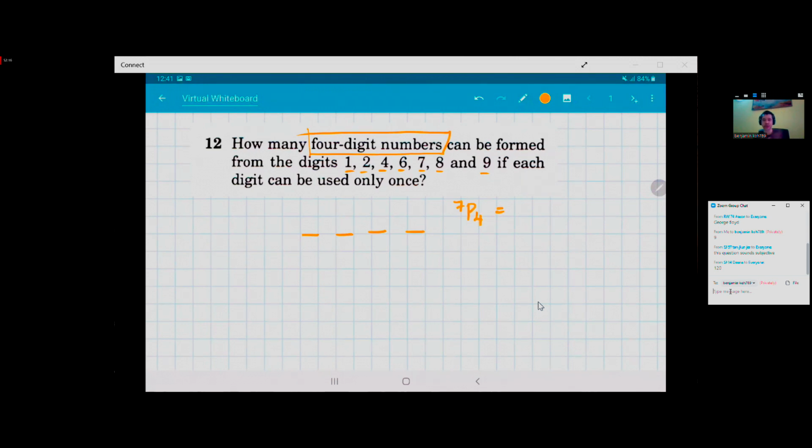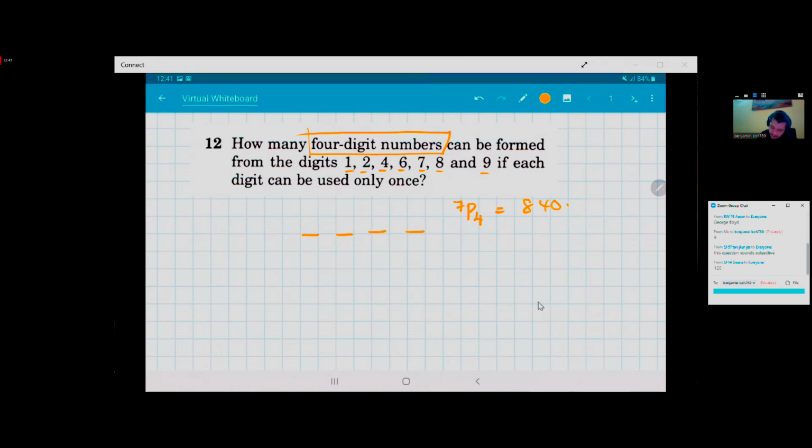Do you understand this? Okay. Yes. 7P4. Why 7P4? It simply means 7 nombor, 7 digit susun 4. Okay, so 7P4 means 7 arrange 4. And yes, you're right. The answer is equal to 840. Okay, 840. Do you get this? Okay, that is what is meant by 7P4 on this question. Okay, all right.